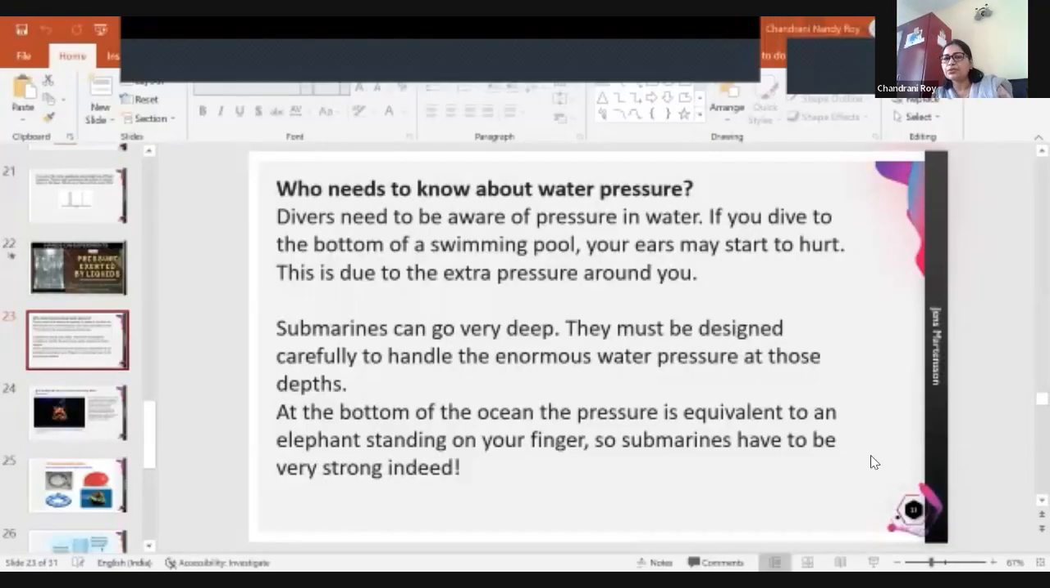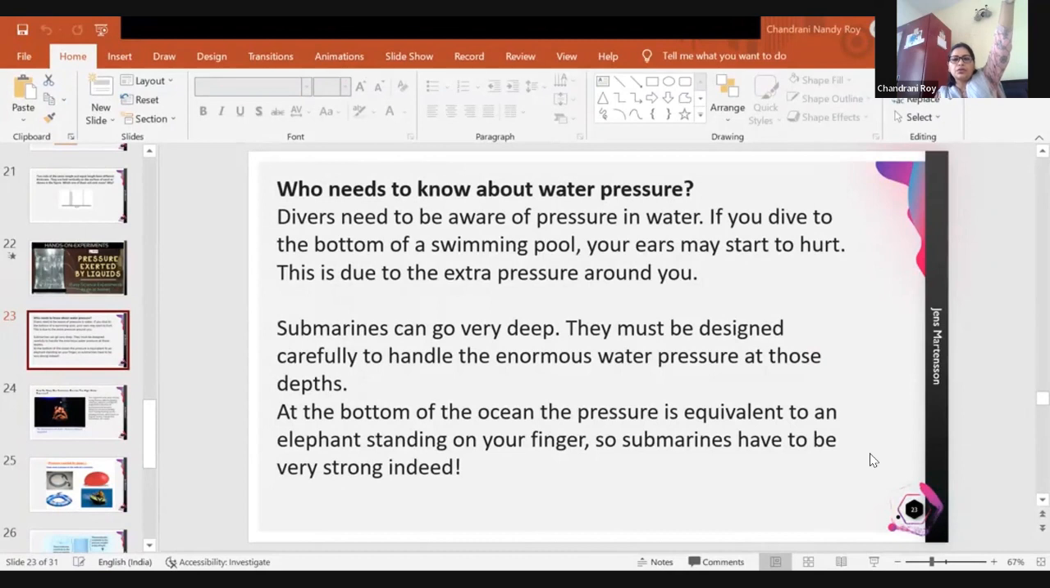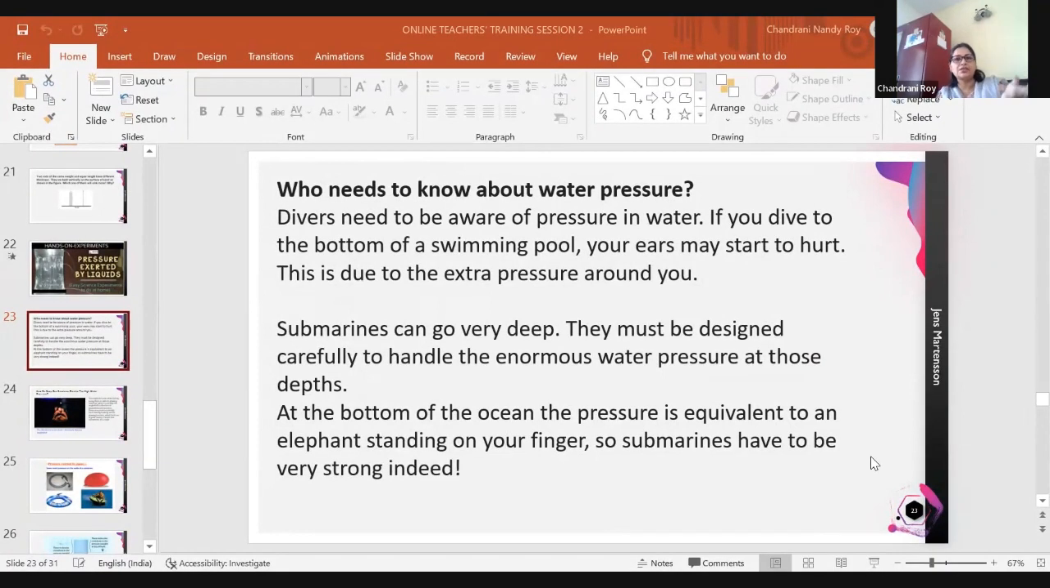So why do we need to know about water pressure? One of the reasons is that we do need to have some application and knowledge of water pressure, because the plumbing in our houses, since water is stored overhead in tanks in most of our buildings. Here water pressure plays a role in having water reach every tap that is there in the building. Besides that, divers also need to be aware of pressure.